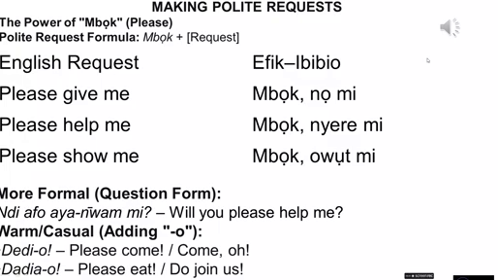In casual or friendly settings, politeness can also be expressed by adding the suffix o to the verb, which gives the request a warm and inviting tone. For example, dedio means please come, or come, please, while dediao means please eat, or do join us. Another example is noko, meaning please sit down. These forms are commonly used among friends, family, or in relaxed environments while still maintaining politeness.